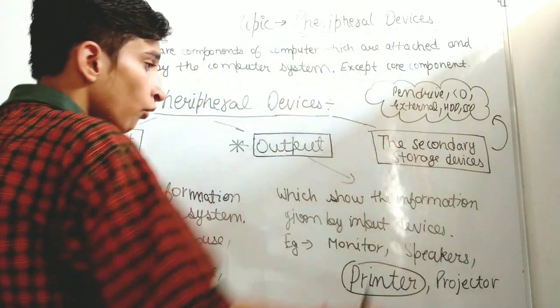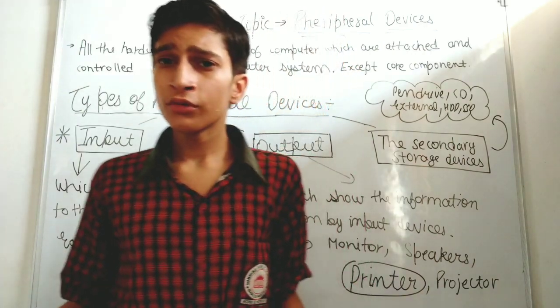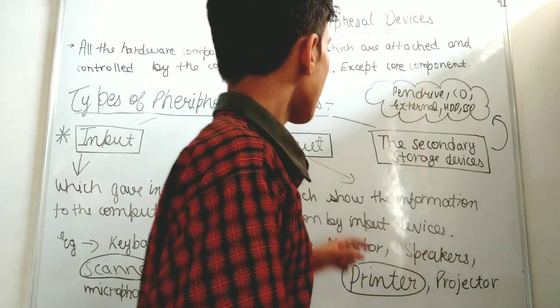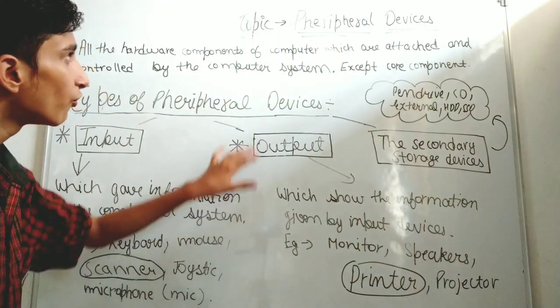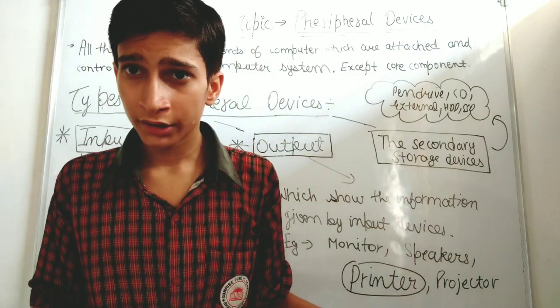Now these are the whole basics of peripheral devices. You can search more on the net, etc. I have told you all the basic things of this chapter, peripheral devices. Now this chapter is all about this.